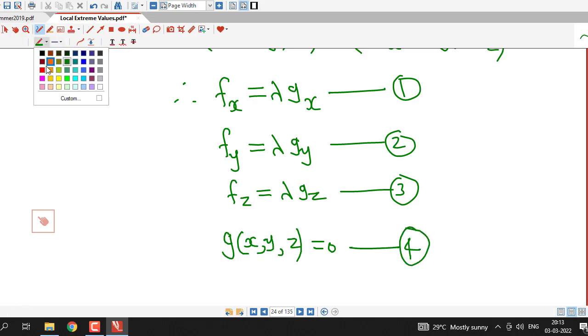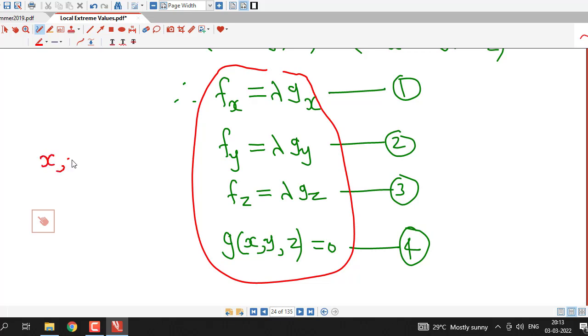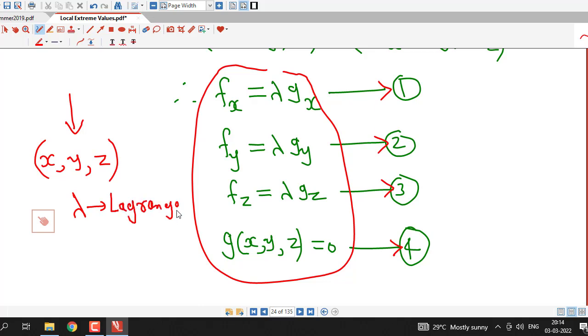So in every problem we have to find out values of x, y, z and sometimes lambda which satisfy these four equations. Our aim in the Lagrange method is to find out the points in the form of triple x, y, z which satisfy these equations number 1, 2, 3 and 4. And here lambda is known as the Lagrange multiplier.